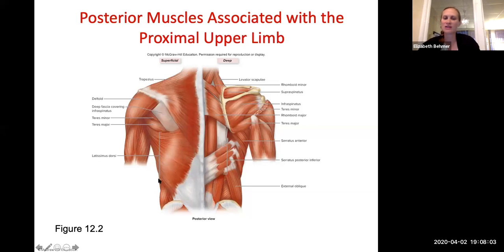This is a great view of your latissimus dorsi muscle. It's a big flat muscle on the back. So here's your latissimus dorsi. And if we look at a superficial view, you see your serratus posterior inferior underneath that and an external oblique muscle.